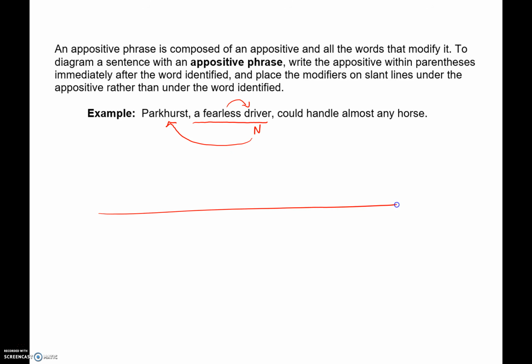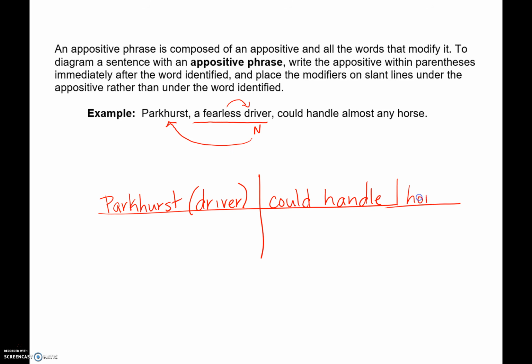So when you diagram this sentence, we're going to put Parkhurst in the subject position. Driver is going to come in parentheses after it. The rest of the sentence is going to be diagrammed as normal. Keep in mind here that almost is an adverb, so it goes underneath any, which is the adjective it's describing.